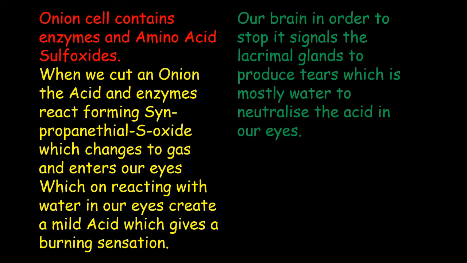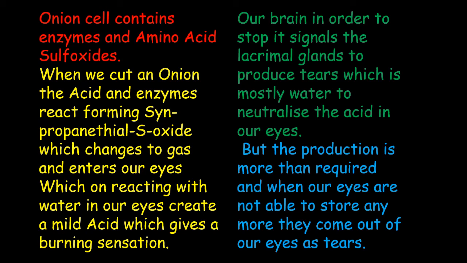Our brain, in order to stop it, signals the lacrimal gland, the gland responsible for creating tears, to produce tears, which is mostly water, to neutralize the acid in our eyes. But the production is more than required, and when our eyes are not able to store any more of it, they come out of our eyes, and thus we start tearing.